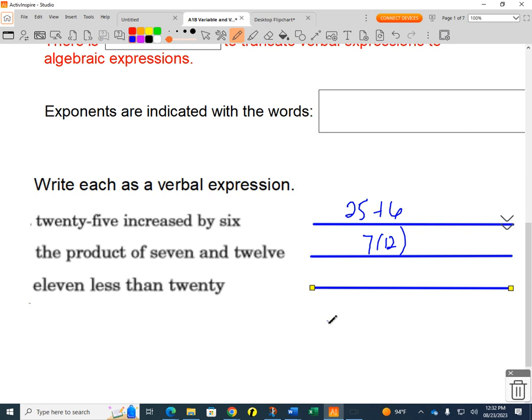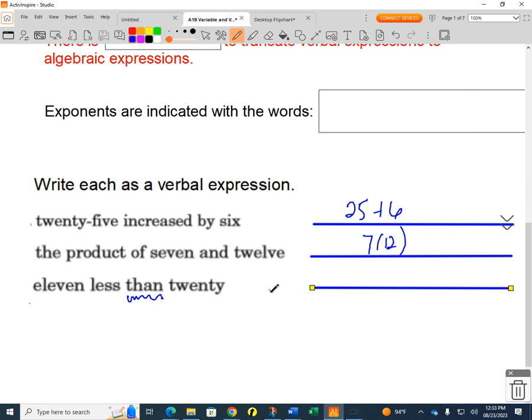Now this one is tricky. We have not talked about this yet, but this word here is a tricky word. This expression says 11 less than 20.